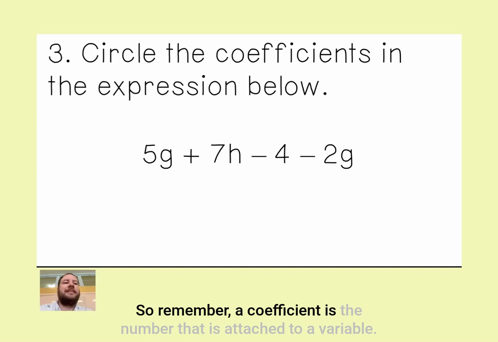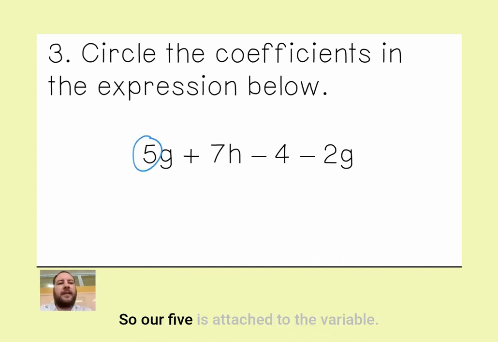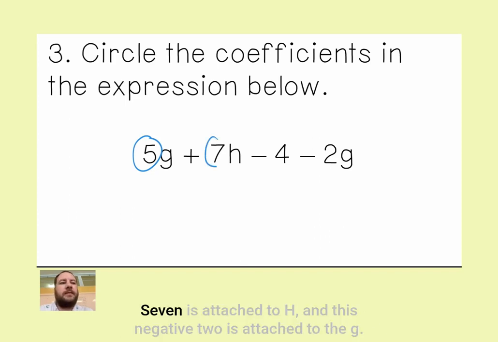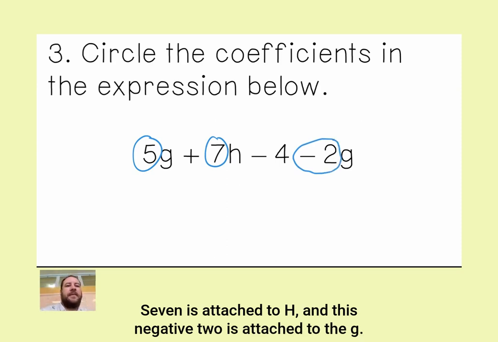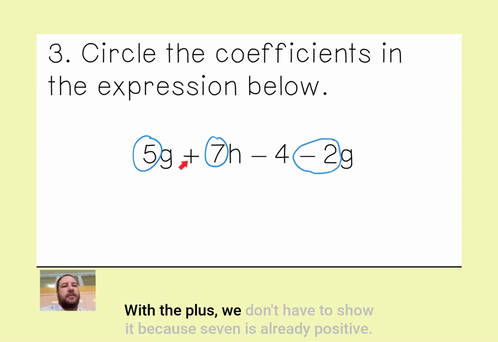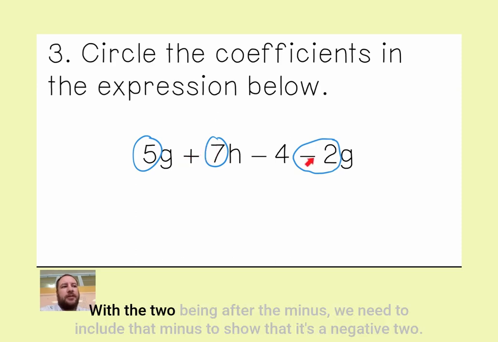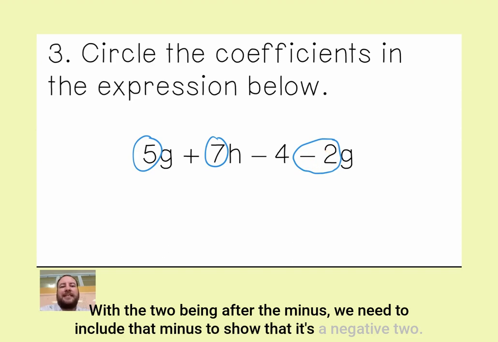Remember, a coefficient is the number that is attached to a variable. So our 5 is attached to the variable, 7 is attached to h, and this negative 2 is attached to the g. With the plus, we don't have to show it because 7 is already positive. With the 2 being after the minus, we need to include that minus to show that it's a negative 2.